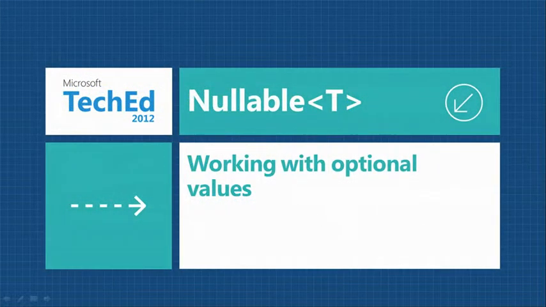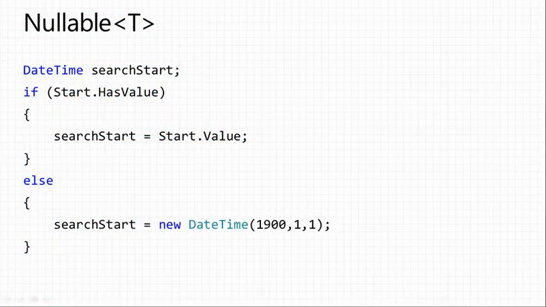Okay, nullability, working with optional values. This was introduced in .NET 2, and the idea of it is that you can have a value that is either present or not present. So you can have an integer or a DateTime or some other value type that is perhaps not present. So it's mirroring the way that databases have always worked. And this is the code you sometimes see written to deal with that, where if the start has a value, then we'll use it, otherwise we'll default to 1st of January 1900. This is writing it the long way.